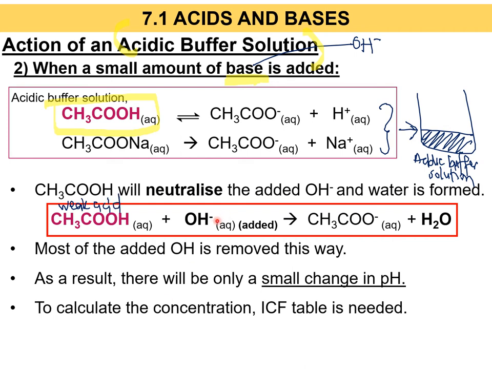So what happens when we add a small amount of base, which is OH minus? It will produce CH3COO minus and H2O. Here you have a little addition of H2O in this equation. Why? Because neutralization happens between acid and base. But what will happen to the pH? You also need to comment on this. If you get this kind of question, it asks you to comment on what happens when a small amount of base is added to the acidic buffer solution. You need to remember these three equations: the first equation, the second equation, and the third equation after the small amount of base is added to the acidic buffer solution. And you need to give a comment that there will be only a small change in pH. Okay?